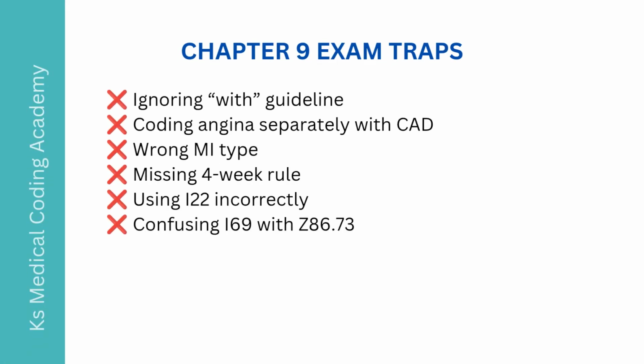Chapter 9 common exam traps. Common exam mistakes include ignoring the with guideline, coding angina separately with CAD, selecting the wrong MI type, forgetting the 4-week rule, using I22 incorrectly, and confusing I69 with Z86.73.